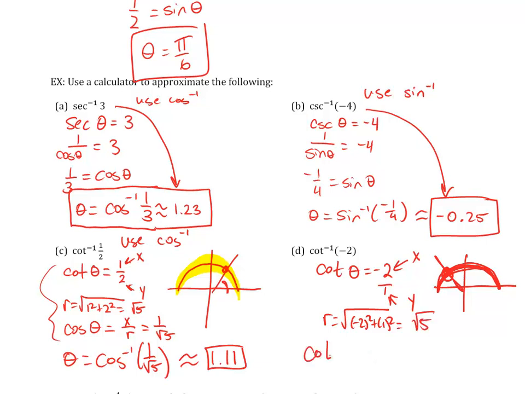So cotangent, sorry, not cotangent, cosine of theta is X over R, or -2 over the square root of 5. So theta is cosine inverse of -2 over the square root of 5, and I go to my calculator for that. That gives 2.68. Done.